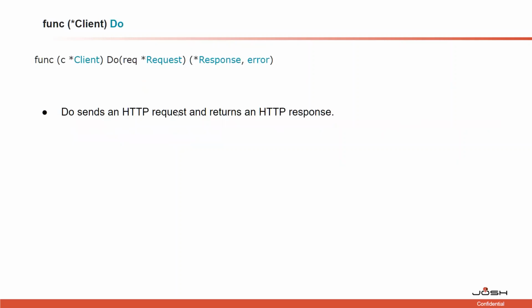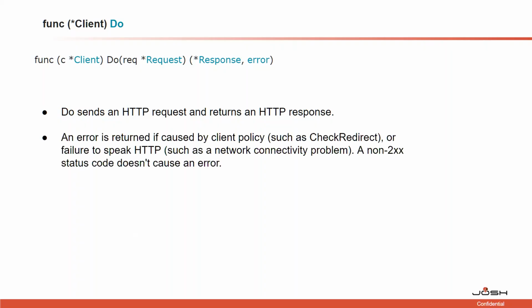Now, how do you actually send a request using a client? I know how I can create a client object. It's very simple, I don't need to configure anything. But how do I send a request? Using the Do method. Do sends an HTTP request and returns an HTTP response. It also returns an error.